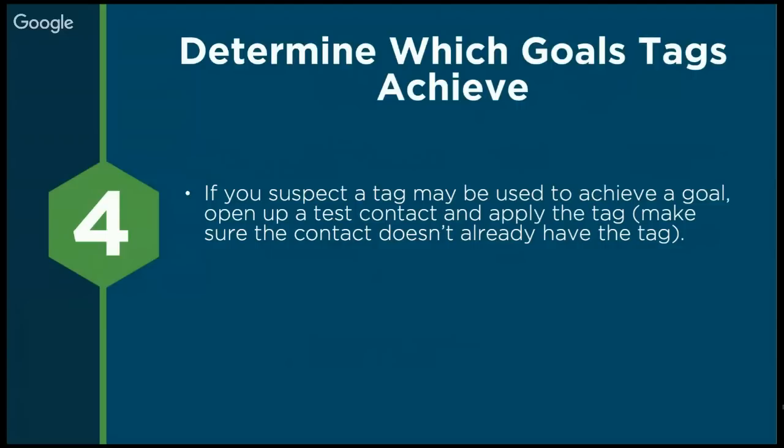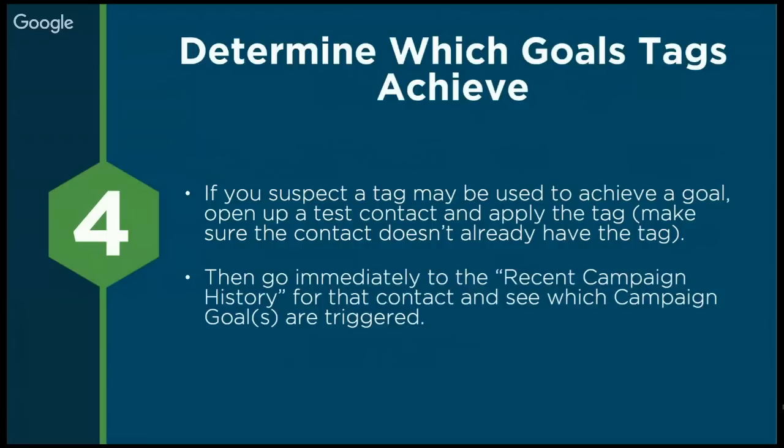But go ahead and apply the tag to that contact and then go immediately to the recent campaign history for that contact to see which campaign goals are triggered. If that tag achieves a goal that triggers a sequence, then it will show up there. It will show you down below in fine print the name of the campaign and the name of the goal. And so you'll be able to identify where that's happening.